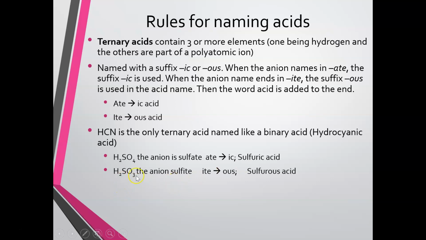Meanwhile, if I had H2SO3, the anion is sulfite, SO3, and ite becomes us, so this is sulfurous acid. So what about H3PO4? All right, so PO4 is phosphate, and therefore ate becomes ic, so it's going to become phosphoric acid. Similarly, H3PO3, PO3 is phosphite, so ite becomes us, so it's going to be phosphorus acid. See how simple that is? So all you have to do is determine if it is binary or ternary.